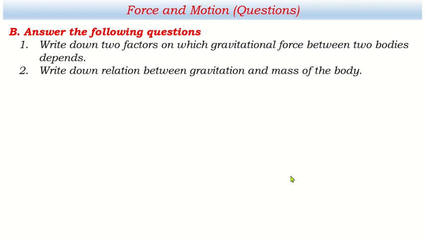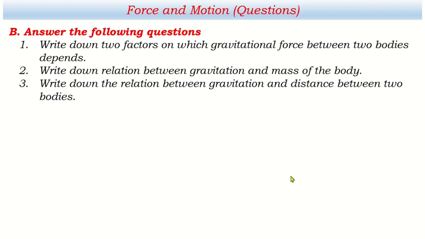Write down the relation between gravitation and the mass of the body. You have to go through Newton's law of gravitation and write down the relation between gravitation and the distance between two bodies. According to Newton's law of gravitation, the gravitational force between any two bodies is inversely proportional to the square of the distance between their centers. And state Newton's law of gravitation. The same is asked. According to Newton's law of gravitation, the gravitational force between any two bodies of this universe is directly proportional to the product of their masses and inversely proportional to the square of the distance between their centers. It was told in the previous class.